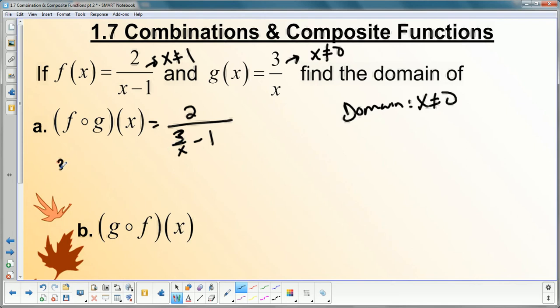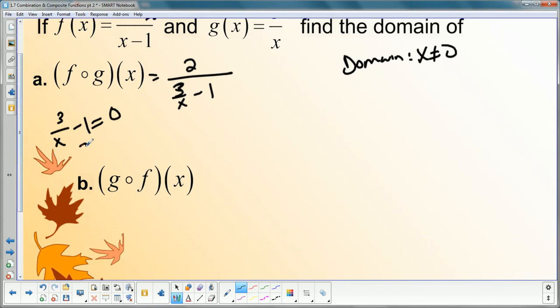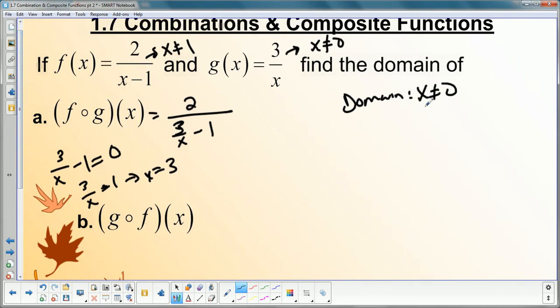For the second part, we need to say 3 over x minus 1 can also not equal 0. Okay, so we need to now solve this. So we take our composite function and look at that. 3 over x then equals 1, and that tells us 3 over x equals 1 when x equals 3, which means our domain is x cannot be 0 or 3.